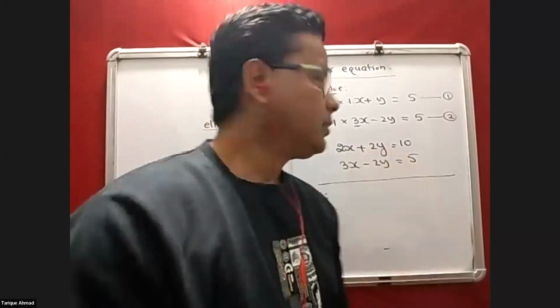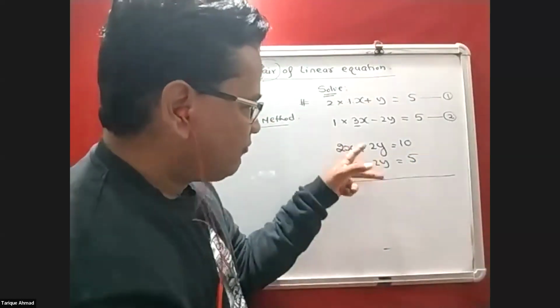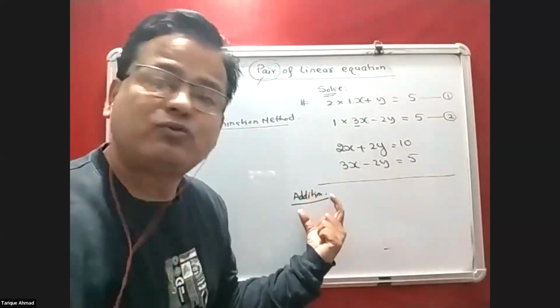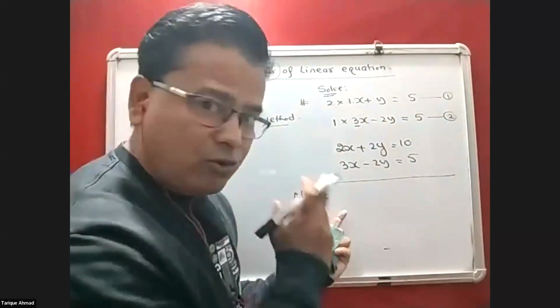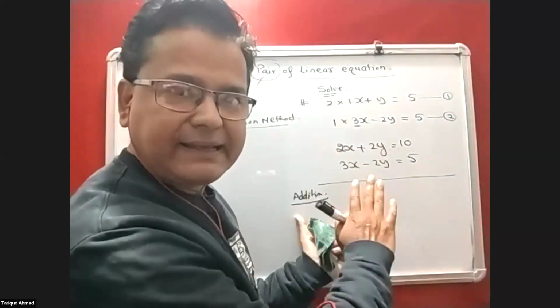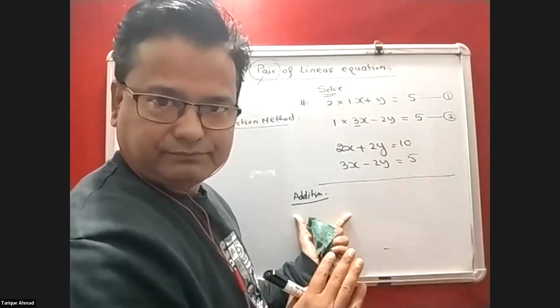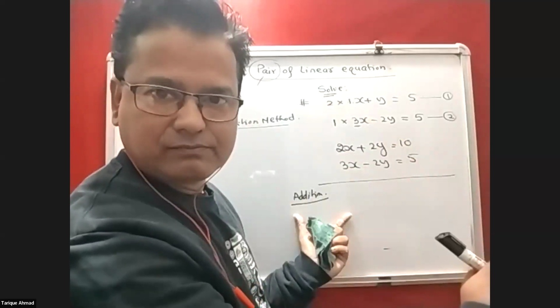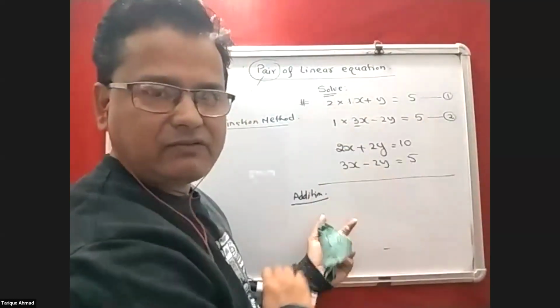Okay, it would be better. Now see, since equated coefficients have different signs, we have to go for addition. When we go for addition, the important point is that the sign of all the terms remains the same. There is no change.